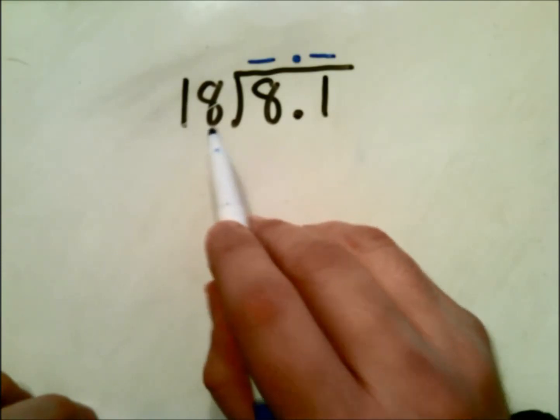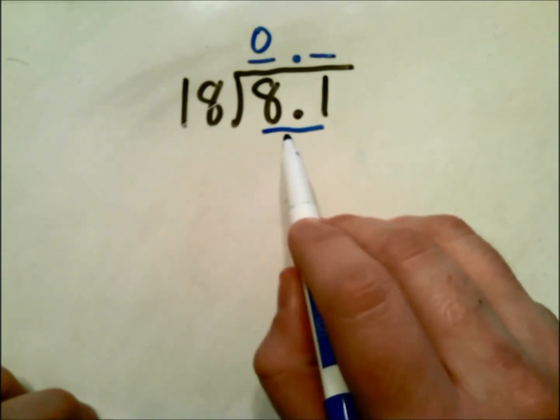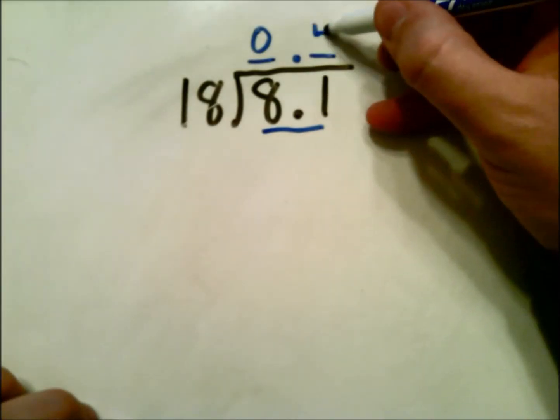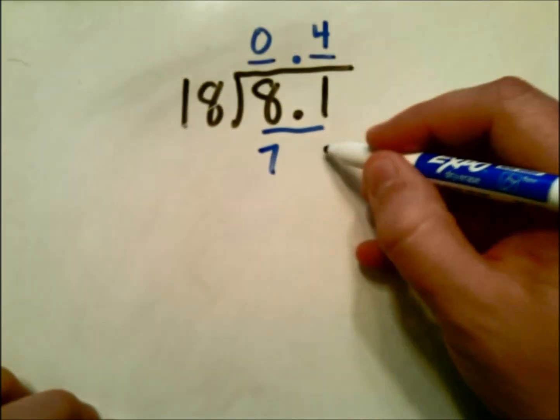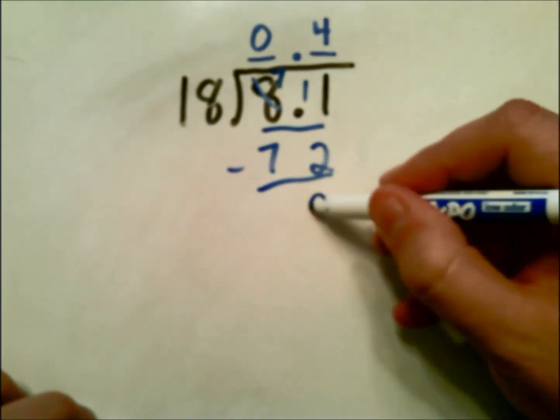So first, how many times does 18 go into 8? We know that is 0 times. Well, how many times does 18 go into 81? Well, it goes in 4 times because 4 times 18 is 72. We subtract these, we get 9.